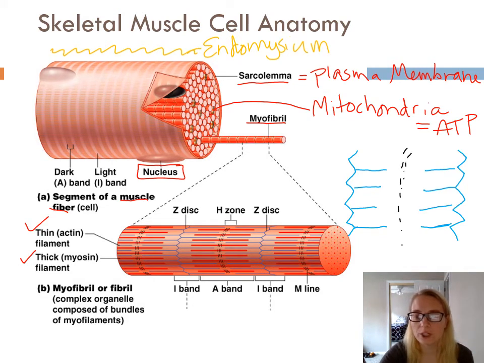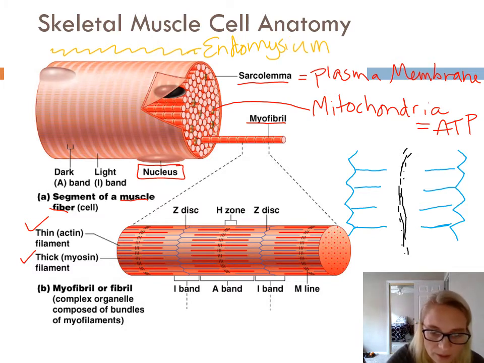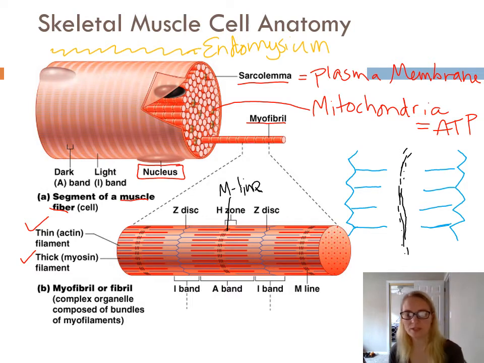we have this region that's called the M line. I'm just doing a dotted line, kind of what they show there. So the M line is right there. We'll talk about what the H zone is after we label all of these other things. So that's the M line.